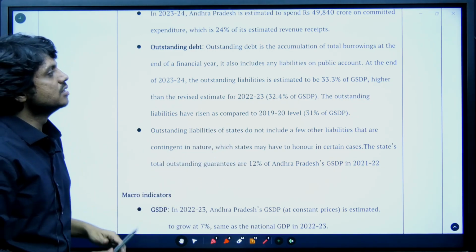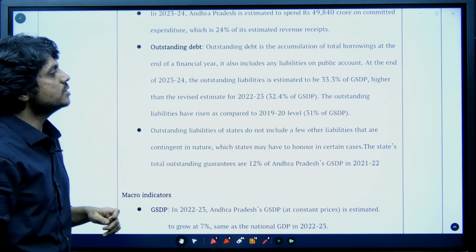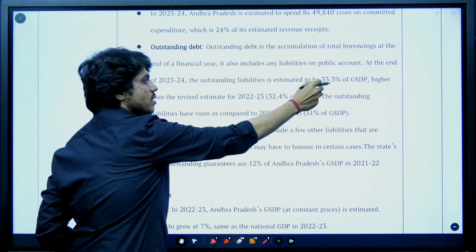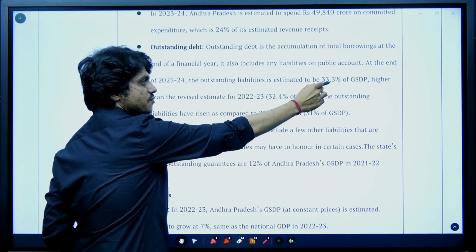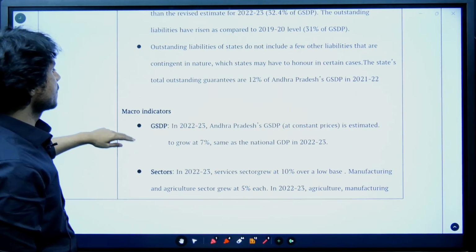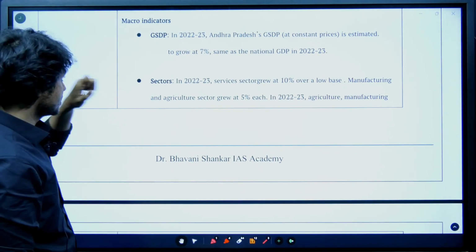It is said by the FRBM review committee that state governments should have a total debt of around 20%, but this is 33%. This is very high. Okay, so these are the major provisions. Then we also see certain other things.